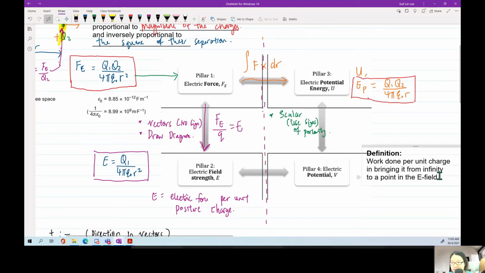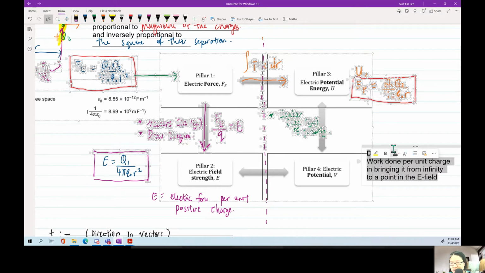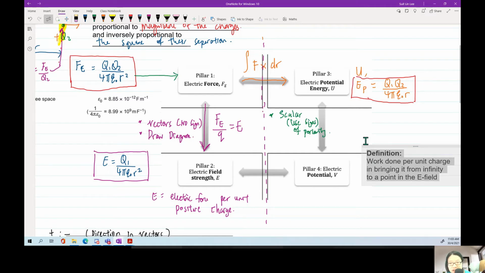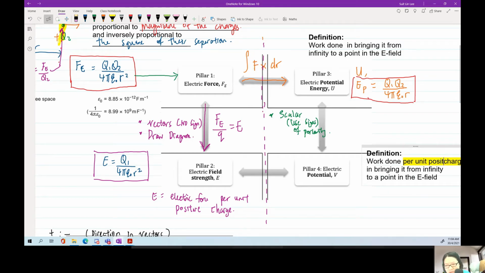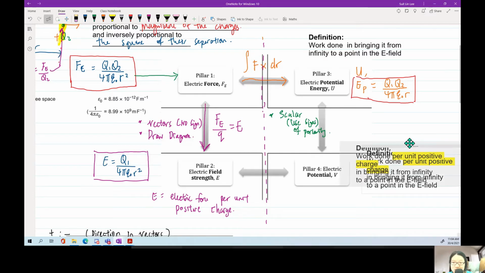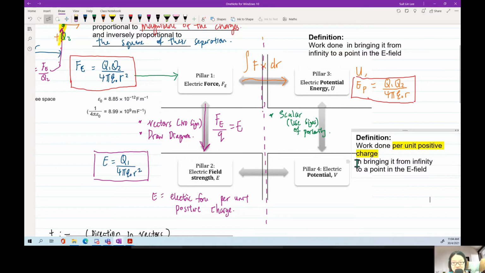The definition of electric potential energy is almost identical to the definition of electric potential. The only difference is the term per unit charge. So the definition for this is work done in bringing the point charge from infinity to a point in the electric field. And this is work done per unit charge, per unit positive charge. This is their favorite. They like to ask potential because potential is new.